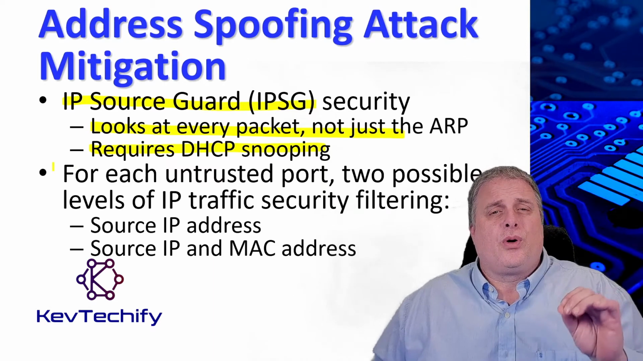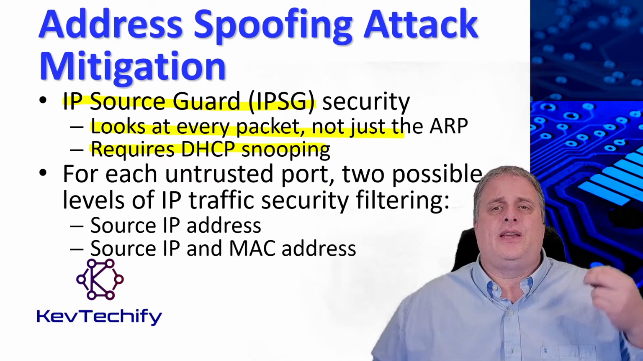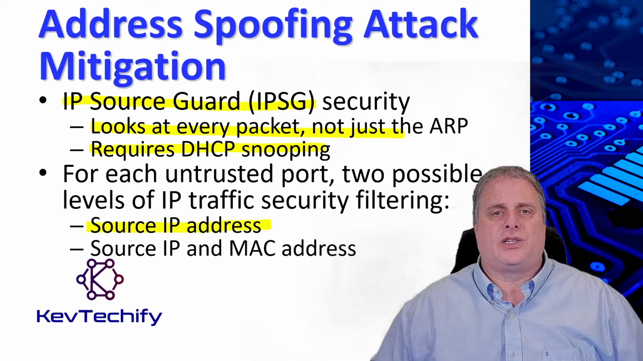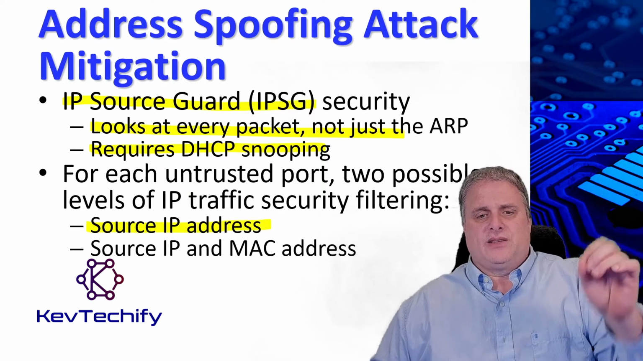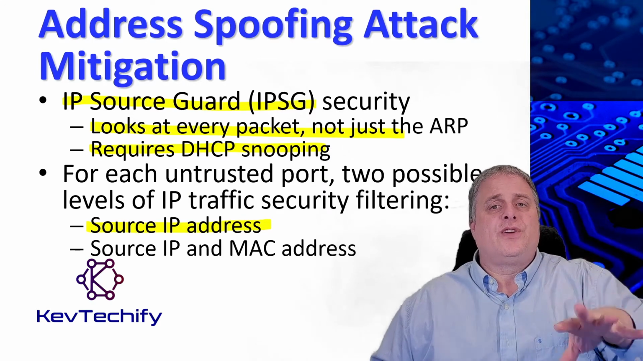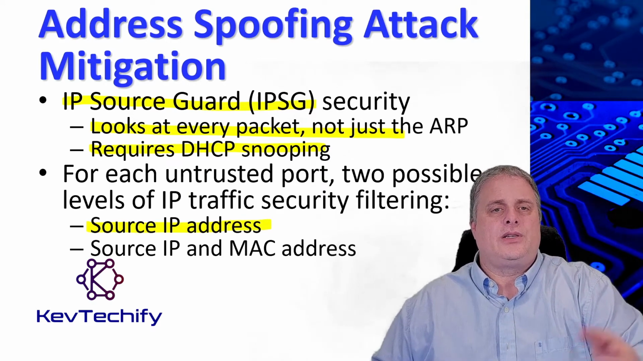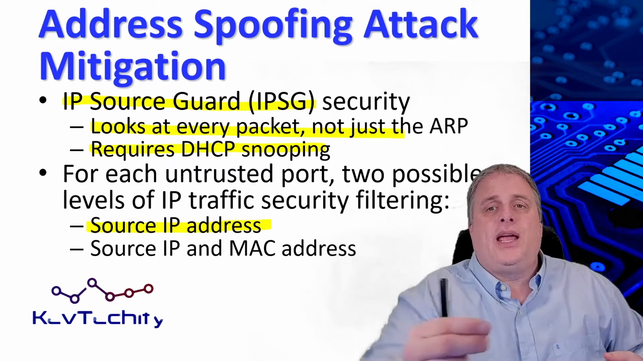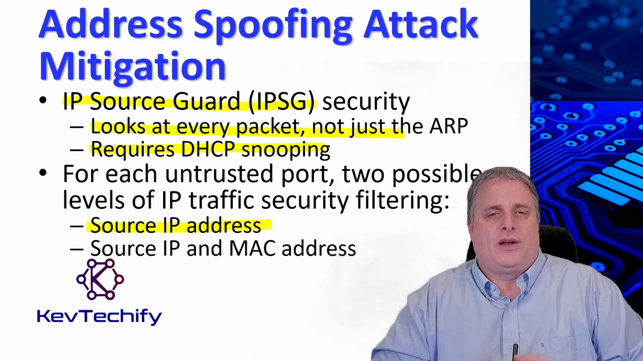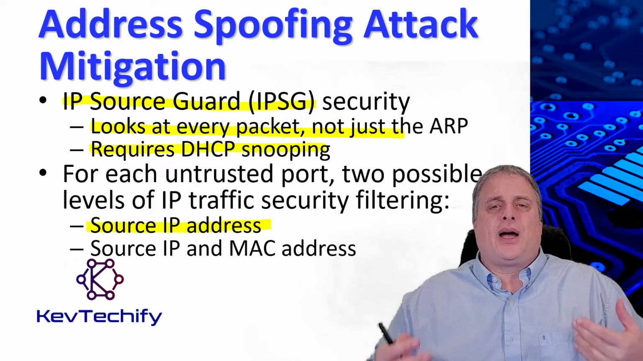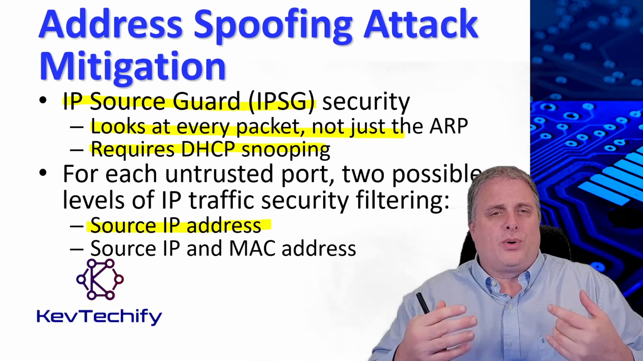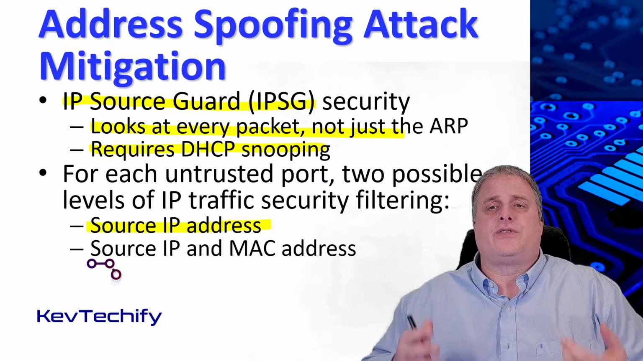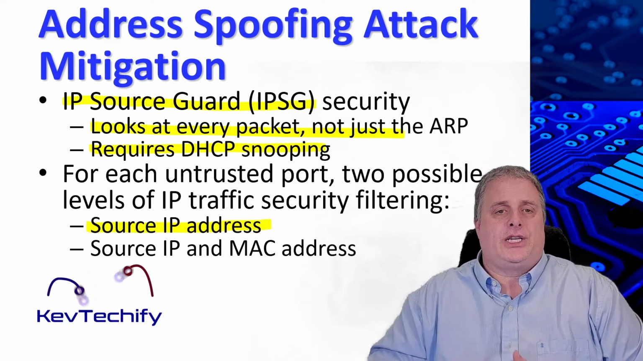For each untrusted port, there are two possible levels of IP traffic security filtering. The first one is IP source address. This is a filter, and IP traffic is filtered based on its source IP address, and only IP traffic with a source IP address that matches the IP source binding entry is permitted. When a new IP source binding entry is created or deleted on the port, the per-port VLAN ACL automatically adjusts itself to reflect the IP source binding change.